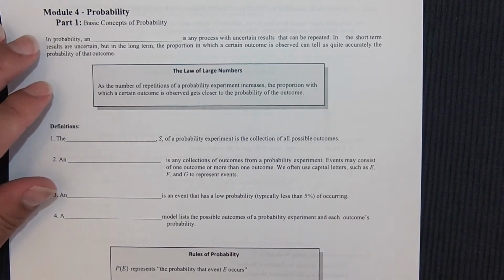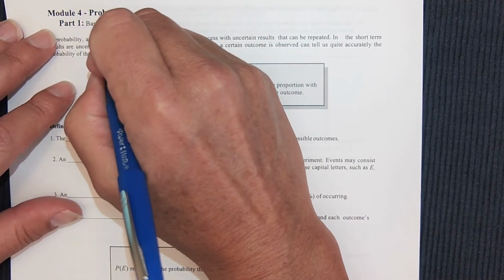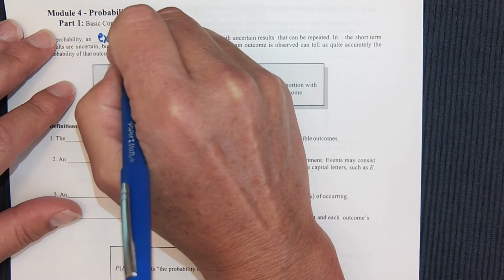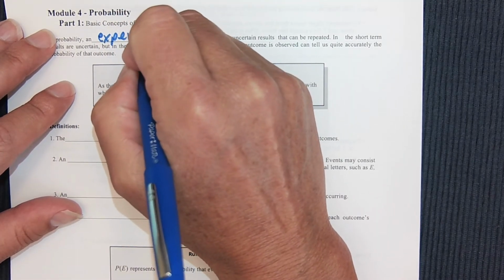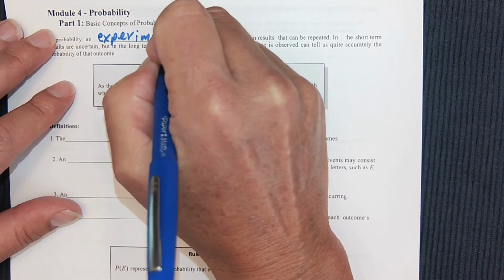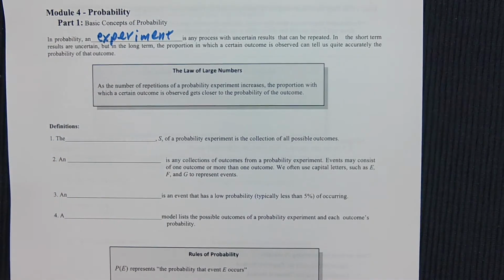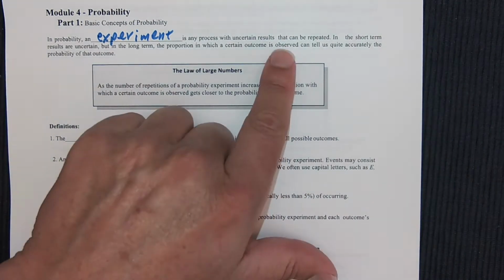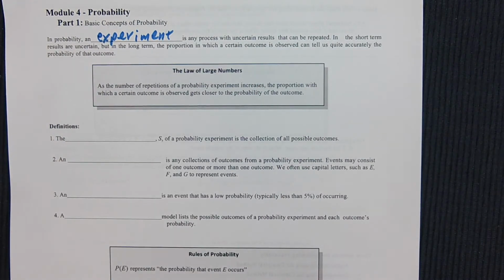In probability, an experiment is any process with uncertain results that can be repeated. And that's important. It has to be repeatable. In the short term, results are uncertain, but in the long term, the proportion in which a certain outcome is observed can tell us quite accurately the probability of that outcome.